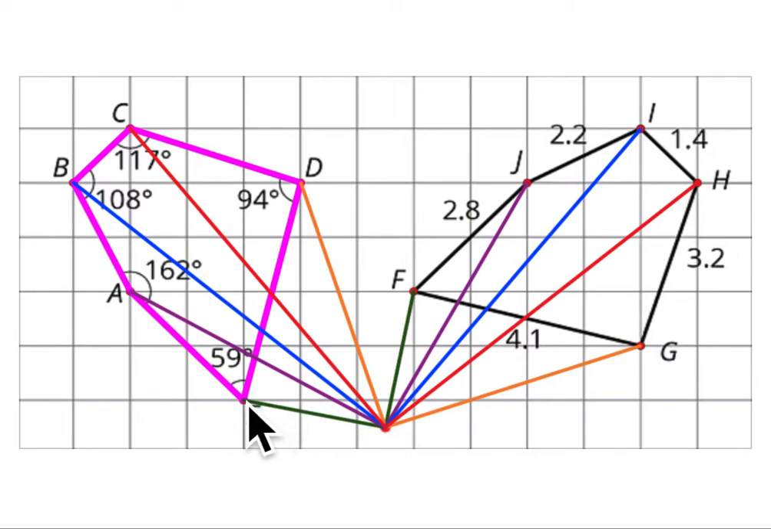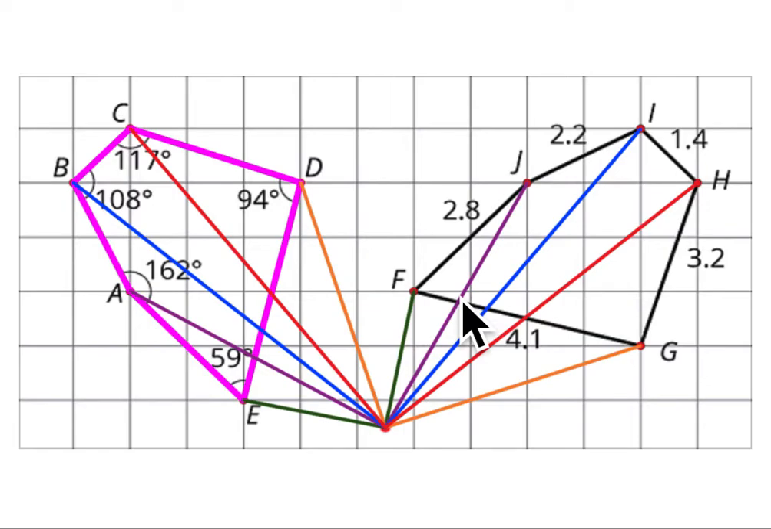Now what I've done is I've drawn a 90-degree angle to the corresponding point through the center of rotation. So E corresponds to F, it's 90 degrees. A corresponds to J, 90 degrees. B corresponds to I, 90 degrees. C corresponds to H, 90 degrees. And D corresponds to G, 90 degrees. So these are congruent images.